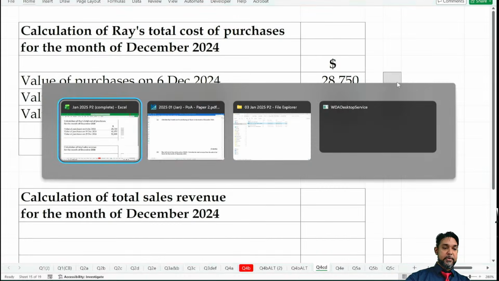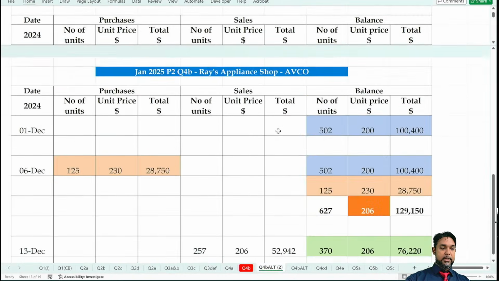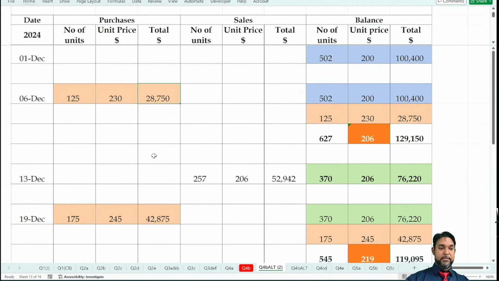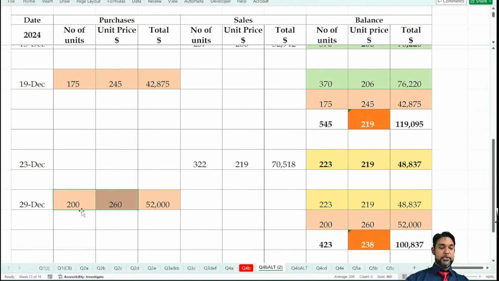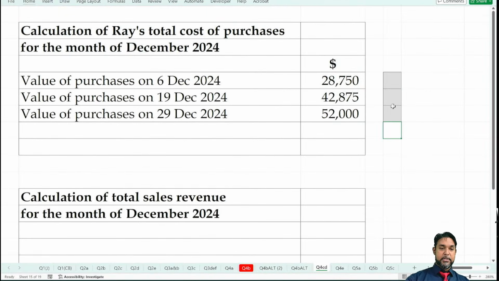And again, these figures came from right here. Right. So again, every time I had a purchase. So 125 by 230 is 28,750. That's the first purchase. Then 175 by 245, second purchase. And the final purchase, 200 by 260, 52,000. So that's where I got these figures from. So just total them up and organize.